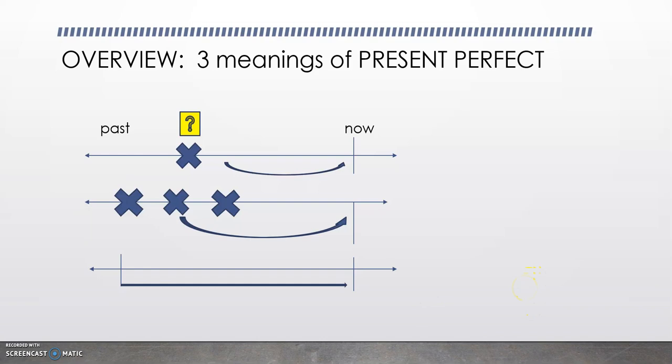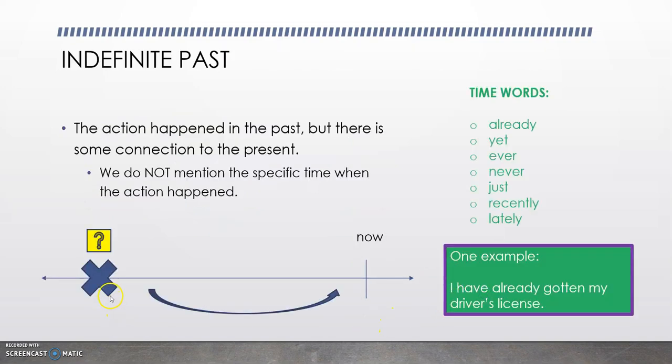Okay, so in our current textbook, Unit 10 focuses on this first diagram, and Unit 11 has some of these first two, but it also has the third diagram. Okay, here's the first diagram again on this slide, and I'm giving it a title. It's indefinite past. The action happened in the past, but there is some connection to the present.